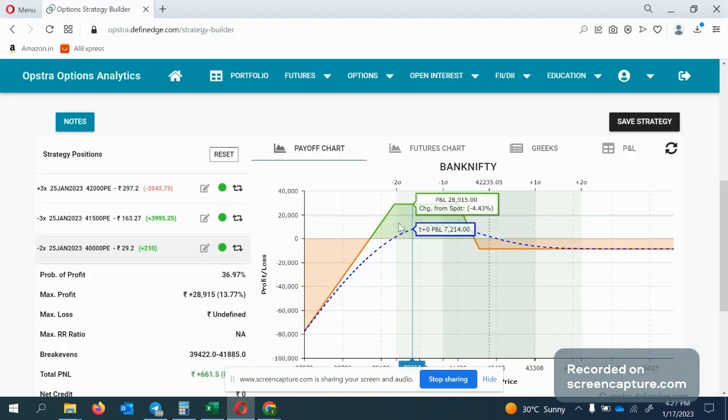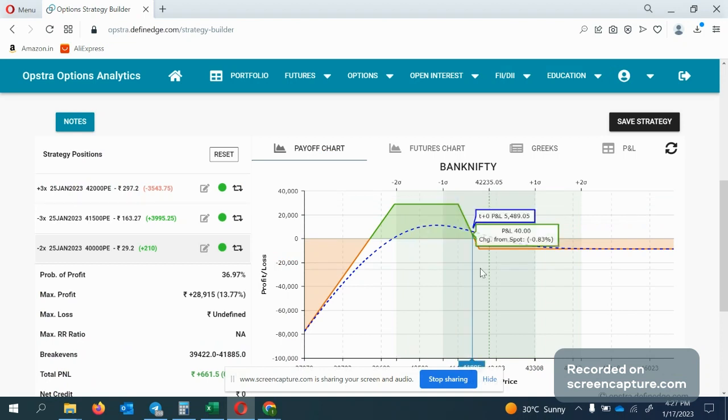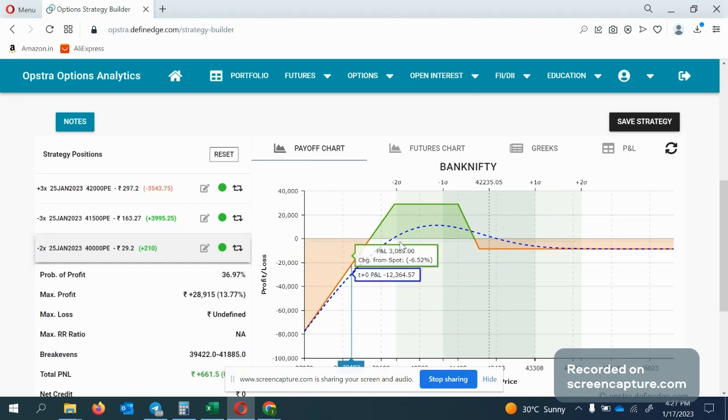Basically, this is my original trade which I deployed yesterday at almost 1:40. This is the typical PE debit spread, so a PE ratio spread. This two-leg combination is the debit spread, and then I sold one more just to convert it into a typical ratio spread.